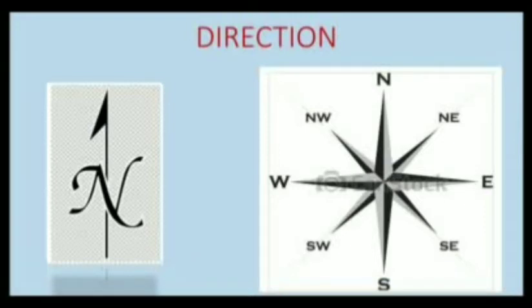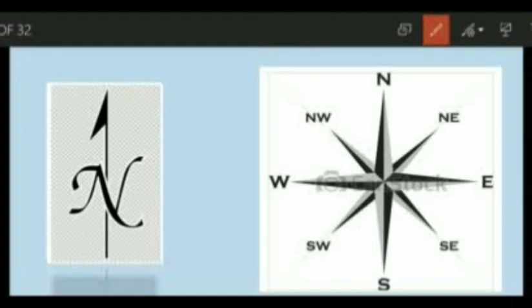The next important topic is direction. Always in the map, the N direction has been shown. When you know the N direction, you can easily find out the other directions. Like, N is here, you draw a line, this will be south, your right hand will be east, and left hand will be west. Okay, easily you will find out the other directions.